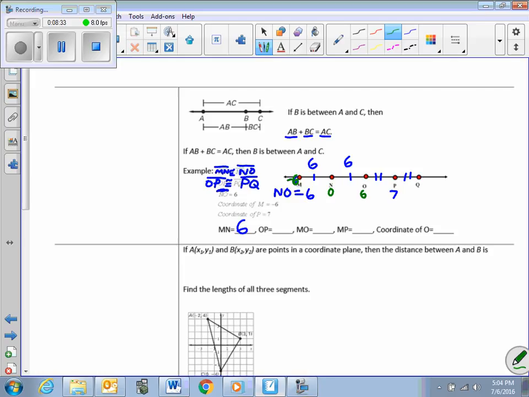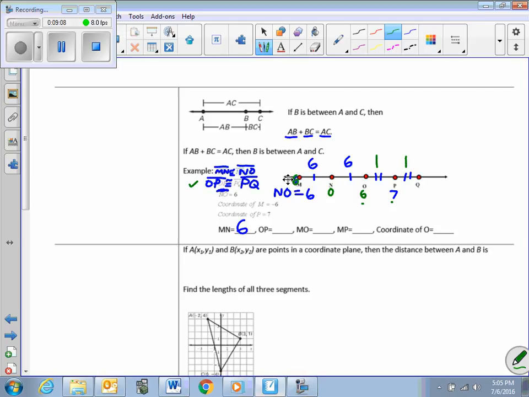And then the length of OP, sorry, the coordinate of P is 7. I have that already. So that means the length of OP is what, guys? The length of OP is the absolute value of 7 minus 6. So the length of OP is 1, and therefore the length of PQ is 1. How do I know that? Because OP and PQ are congruent. That's given to me there. So now I think I can answer all these questions.